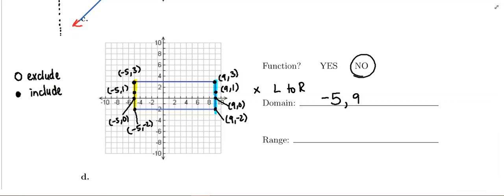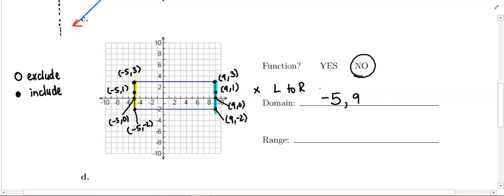Here's what you want to remember. You exclude a point only if you see a big fat open circle. If you don't see a big fat open circle, and you just see a solid line or a solid curve, that is considered to be a closed circle. Looking at the yellow segment or the blue segment, we did not see any big fat open circles. We see basically a solid line. So all of these points are considered to be included in the rectangle.